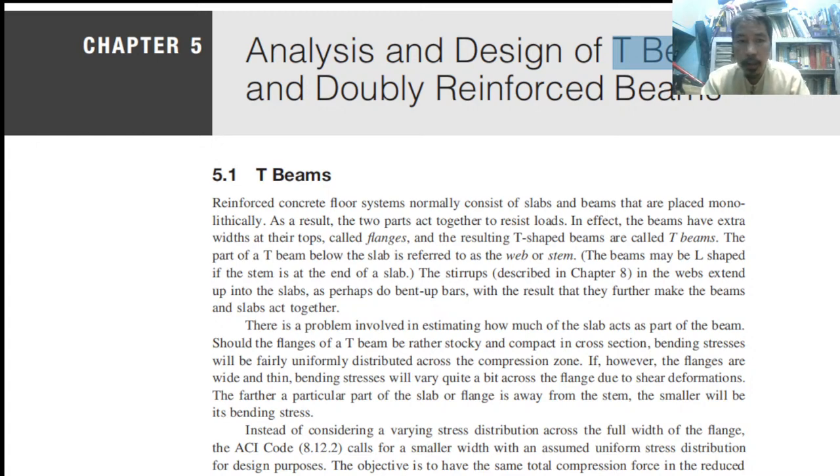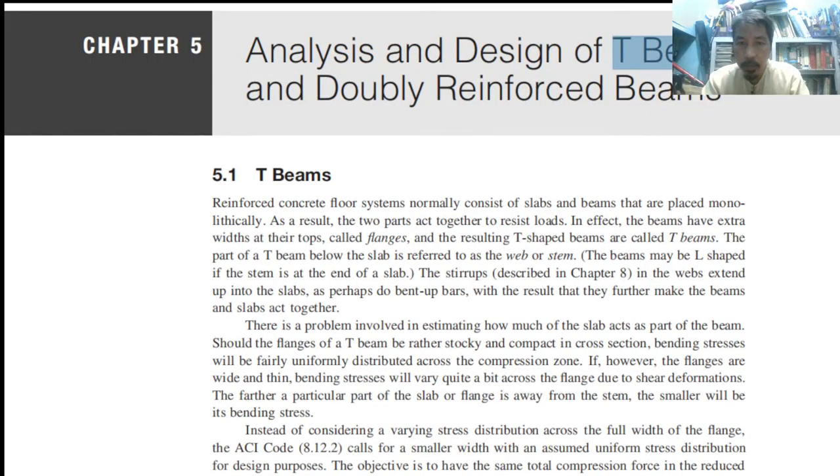So in this live stream lecture, we'll have the module on design of doubly reinforced beam with the use of T-beam. Okay, so T-beam. But before that, I would like to ask for confirmation of our sound check.